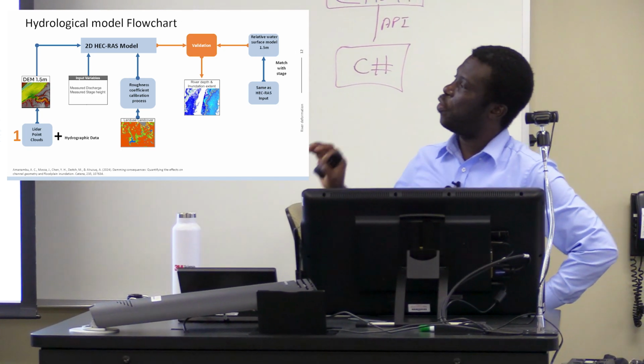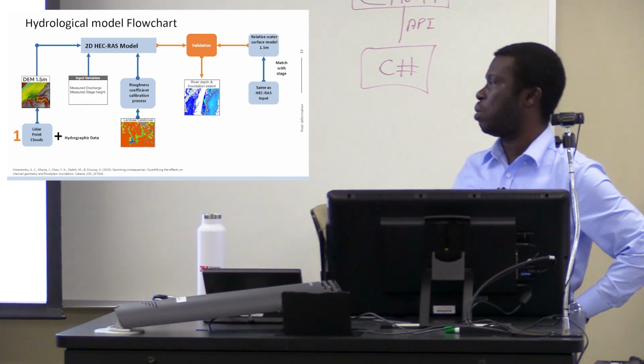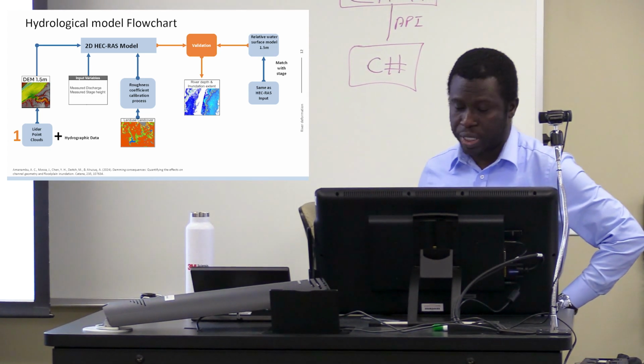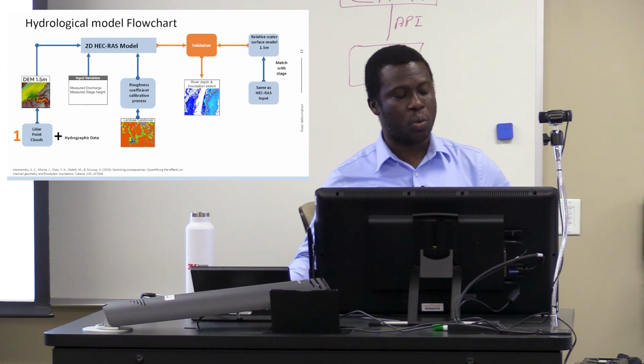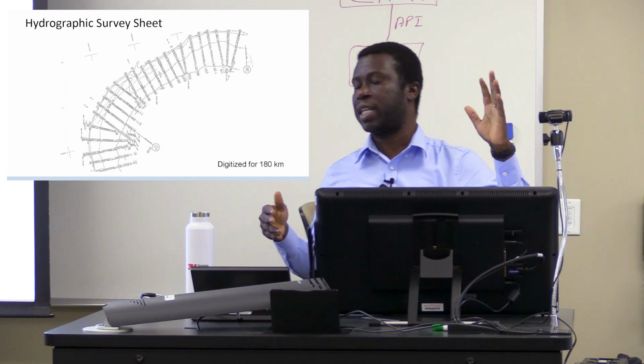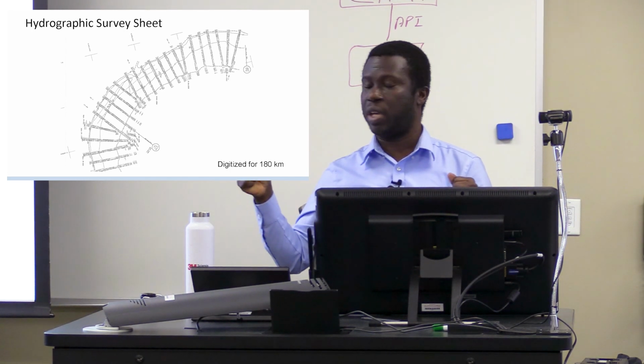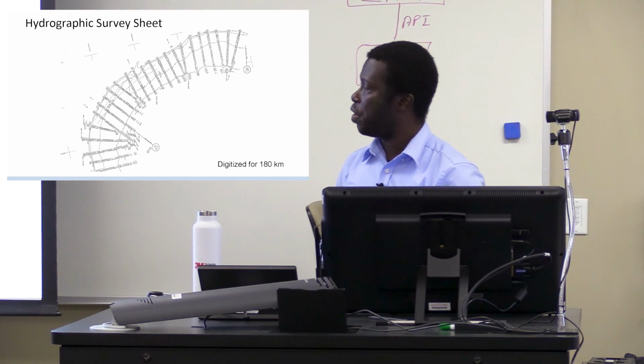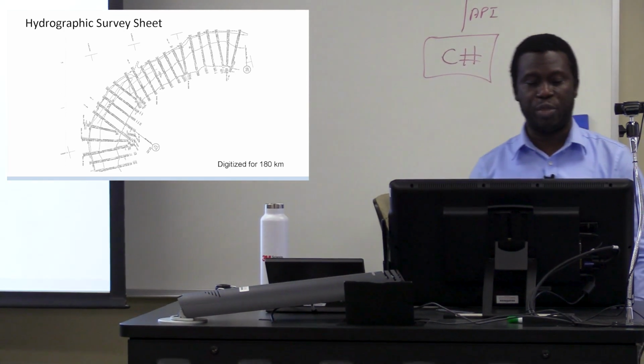Now, when we look at the flow chart, it is a very simple flow, though it might look complicated. The first step, which is number one in orange: what I did was to merge the LiDAR point cloud collected and the hydrographic survey to create a digital elevation model through a triangular irregular network. I'm going to explain that in a bit.